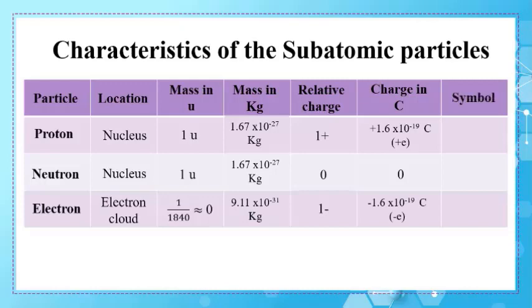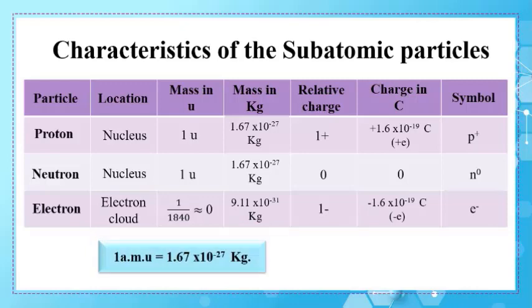Each subatomic particle has its own symbol. Protons are symbolized by p+, neutrons are symbolized by n0, electrons are symbolized by e-. To convert from AMU to kilogram, remember that 1 AMU is equivalent to 1.67 times 10 to the power minus 27 kilograms. Also remember that the absolute value of the charge of a proton or an electron represents what is called the elementary charge e, where e is equal to 1.6 times 10 to the power minus 19 coulombs.